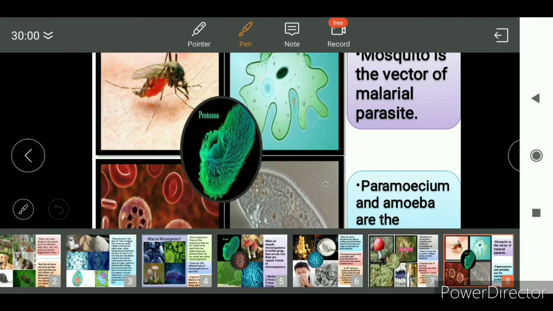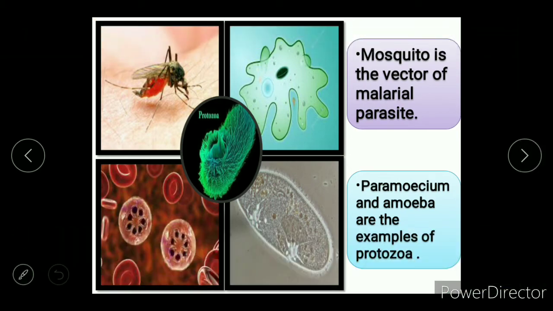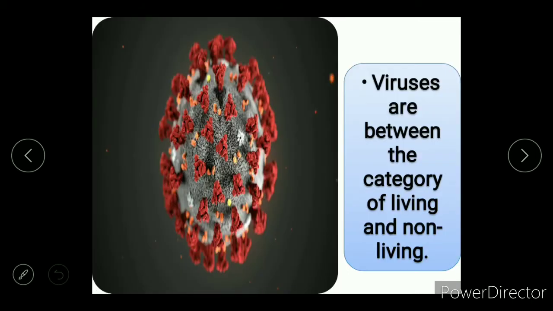Now paramecium and amoeba are two examples of protozoa, and as we know, the mosquito is a vector of the malarial parasite. So let us go to our last topic, that is virus. Virus has less to think about, because it is less classified, and almost all the time a virus is bad for us.